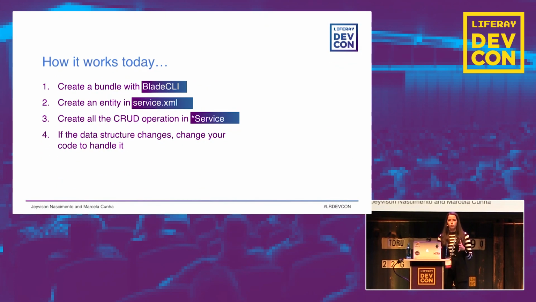So, how does it work today in Liferay? Today, if you have to create a new structure, we have to follow these steps. The first one is to create a bundle with Blade CLI. The second one, you have to declare your entity in a service.xml file. After, you have to implement all your CRUD work in the service package.